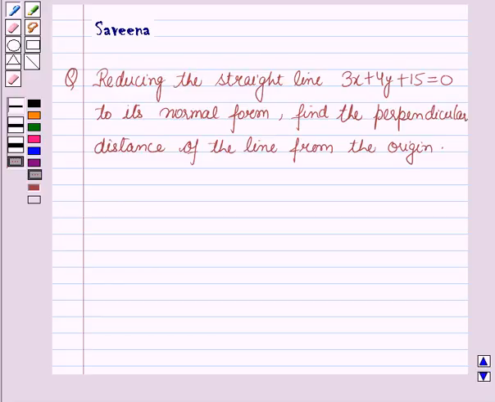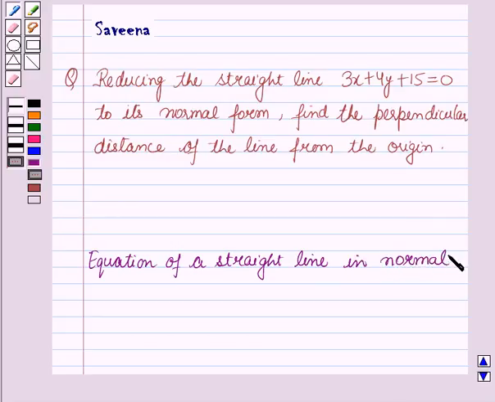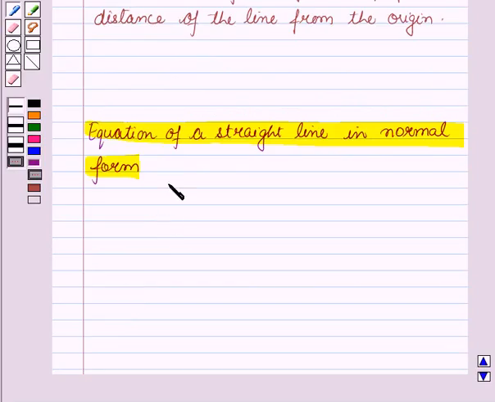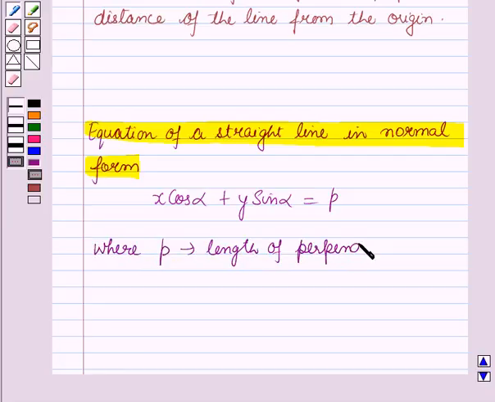Now, before starting the solution of this question, we should know a result, and that is the equation of a straight line in normal form. The equation of a straight line in normal form is x cos alpha + y sin alpha = p, where p is the length of the perpendicular from the origin to the line.